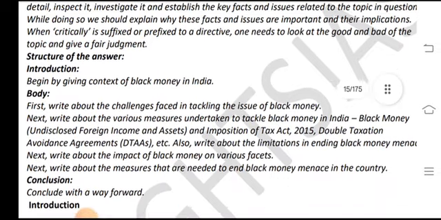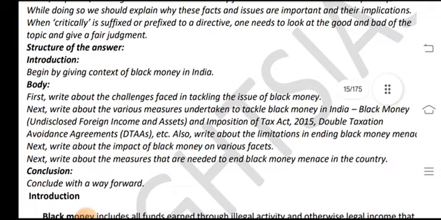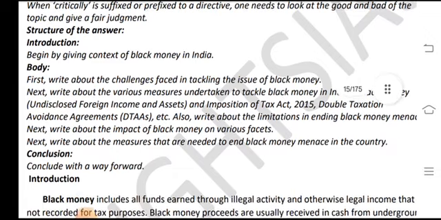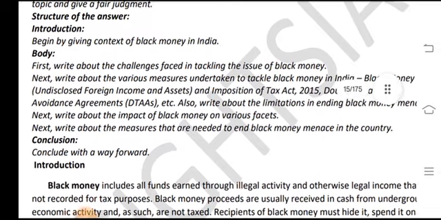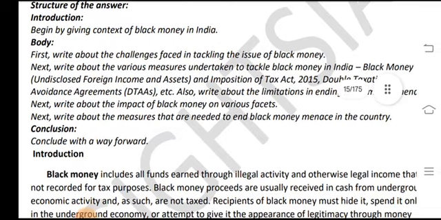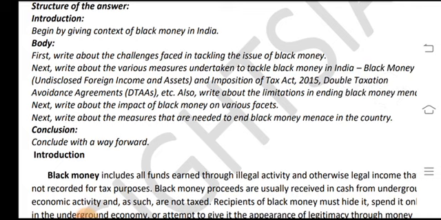Structure of the answer: begin with the introduction, giving the context of the black money in India. First write about the challenges faced in tackling the issues of black money, and next write about the various measures undertaken to tackle black money in India, such as the Black Money (Undisclosed Foreign Income and Assets) and Imposition of Tax Act, 2015, and Double Taxation Avoidance Agreements (DTAAs), etc. Also write about the limitations in ending the black money menace.